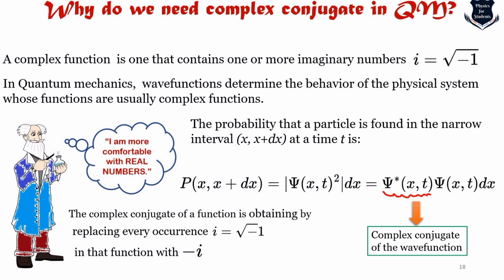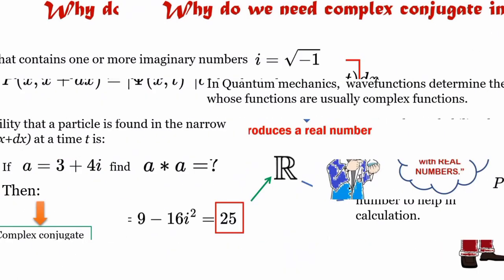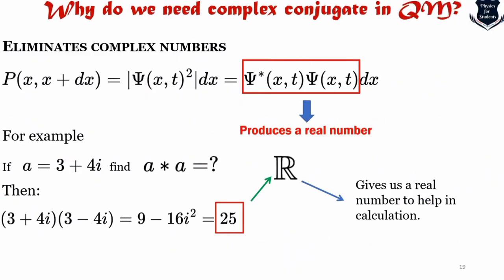So the probability of the particle, you see P(x), and this is where we are taking the complex conjugate, because the complex conjugate of a function is obtained by replacing every occurrence of the square root of minus 1, that is i, in that function with minus i. The question is, why are we trying to find the complex conjugate? Here is the answer. It eliminates the complex numbers and produces a real number. And because in the real world we are all very comfortable with real numbers, we deal with that.